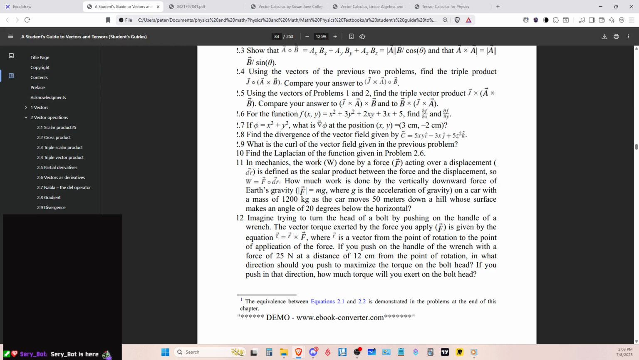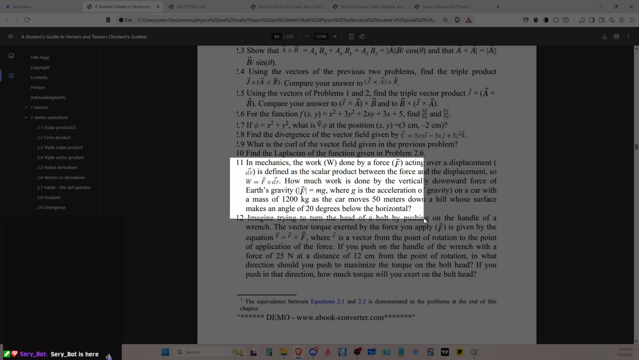All right, so we got a physics problem here, I think. So let's actually do that. That actually looks pretty cool. So let's copy that.